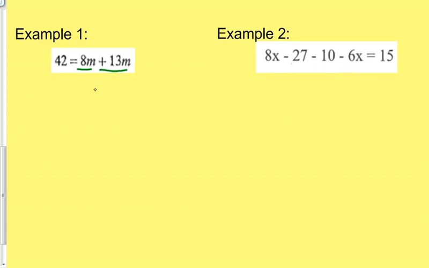So 8 and 13 make 21. So there's 21m over there equals 42. Heck, we don't even have anything that's not attached to the m this time. So we can skip our next step and go to the one that is attached. 21m, that is 21 times m. And the inverse of times is divide. So we're going to divide by 21 to cancel it out. Divide by 21 over here. And we're left with m is equal to 2.